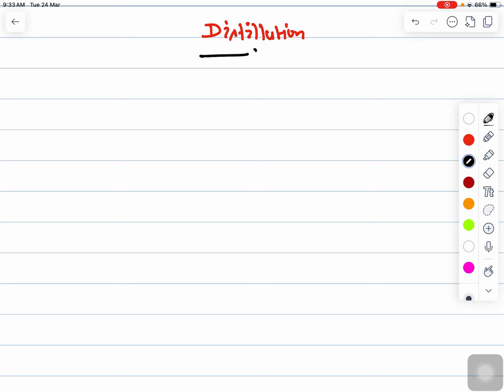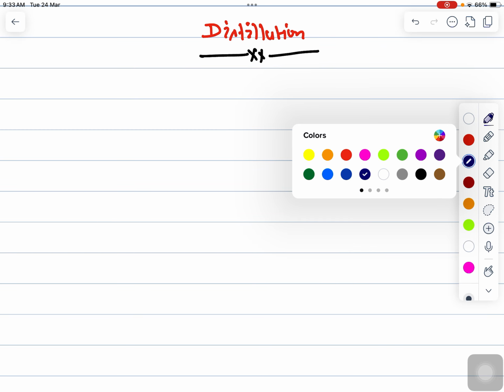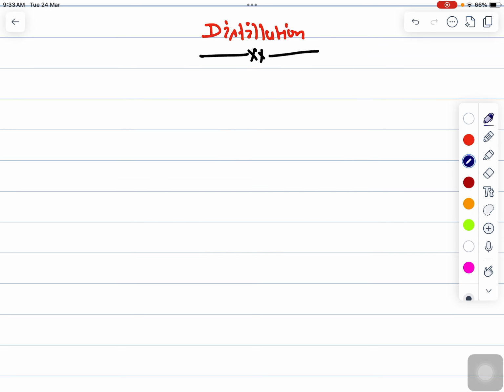So this is the last topic of material balance without chemical reaction, right? I tried my best to cover the fundamentals of all the mass transfer operations that do not require any chemical reaction. Okay, so when we talk about distillation, I'm not going to write all these definitions and all.